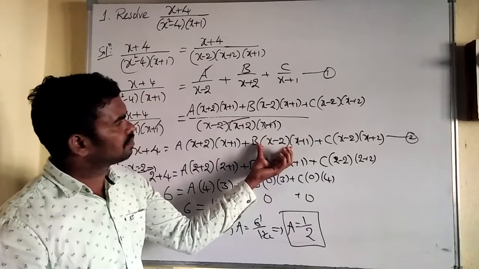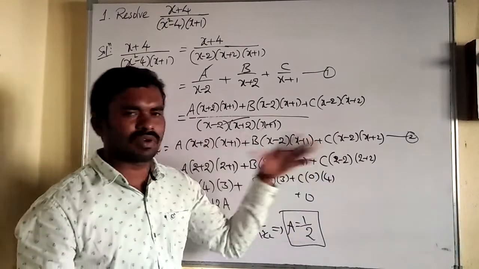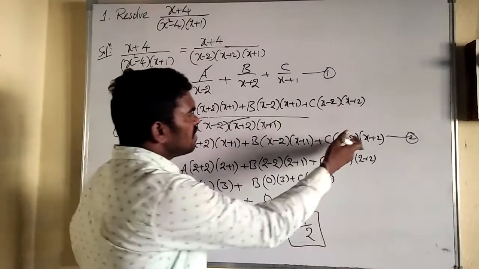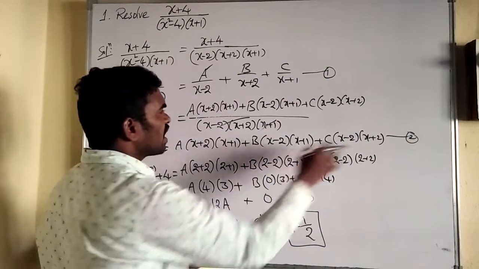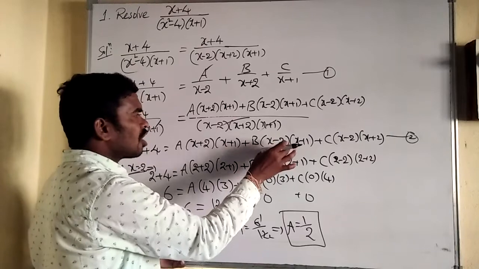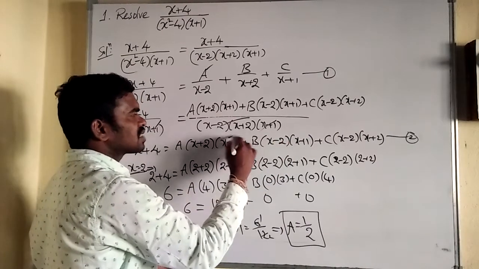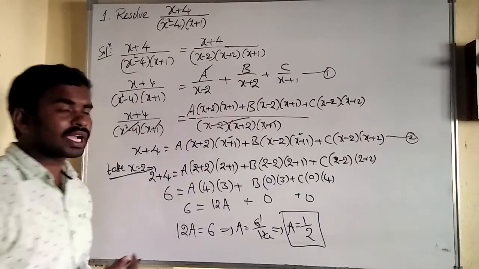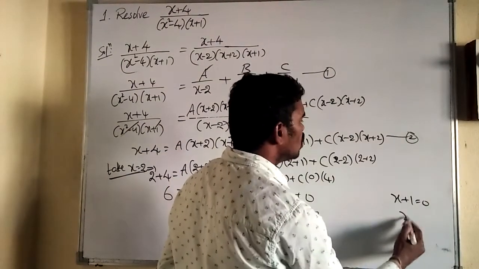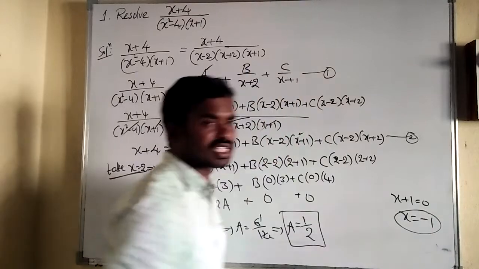So nothing common. Nothing common. Okay, leave it. So b value we can find later. Next, can we find the c value? To find the c value, we should vanish a and b. What is the common term in a and b? x plus 1 is common. So for x plus 1 to become 0, take x equal to minus 1. That's it.